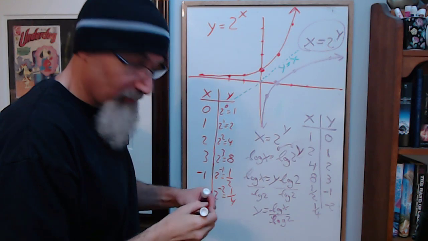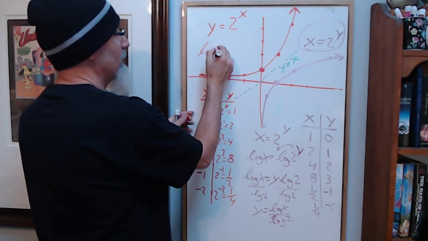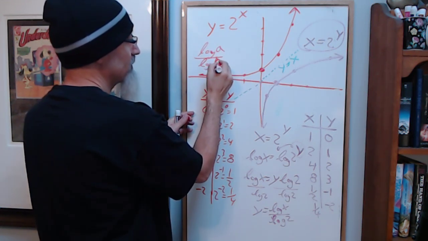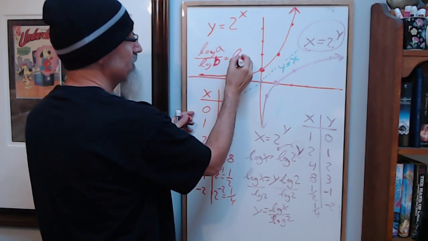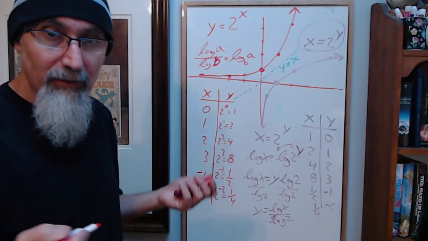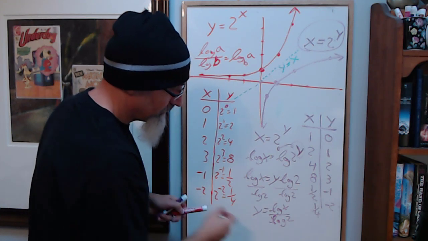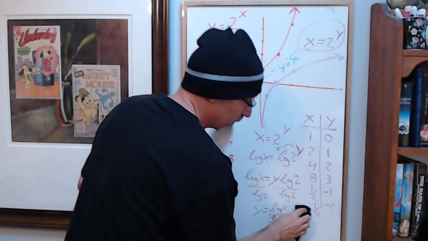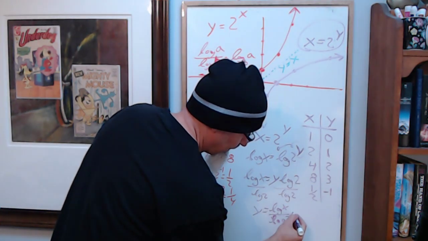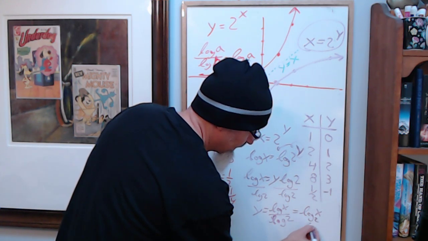For example, one of the log rules we have is this. If we have log of a over log of b, you can write this as log a to the base b. It's just terminology. This one means, I'm just going to erase this part. You can write this as log x to the base 2.